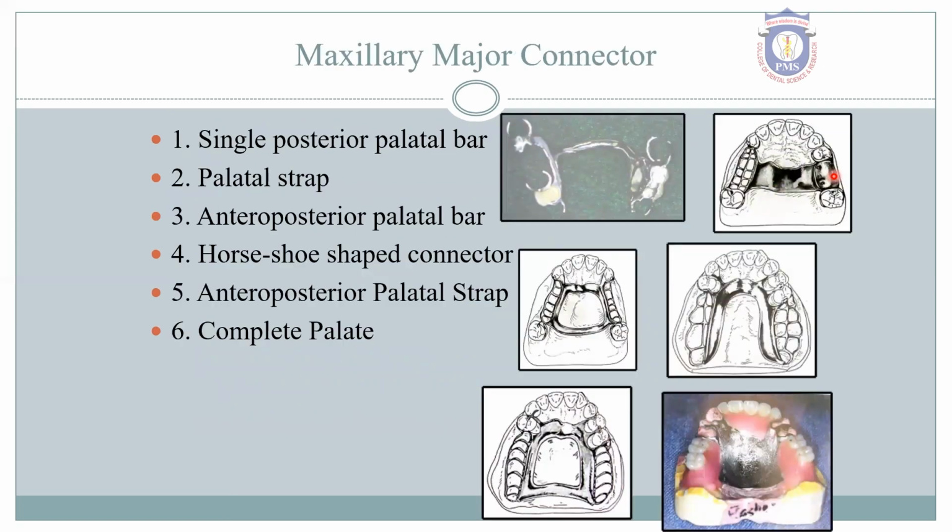The maxillary major connectors have already been discussed. Still, we'll have a look at their names. They are the single posterior bar, the palatal strap, the anterior posterior palatal bar, the horseshoe-shaped connector, the anterior posterior palatal strap, and the complete palate.